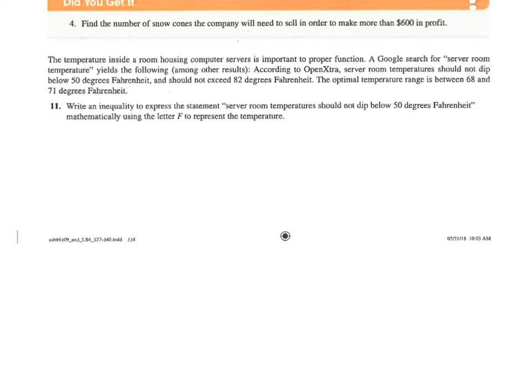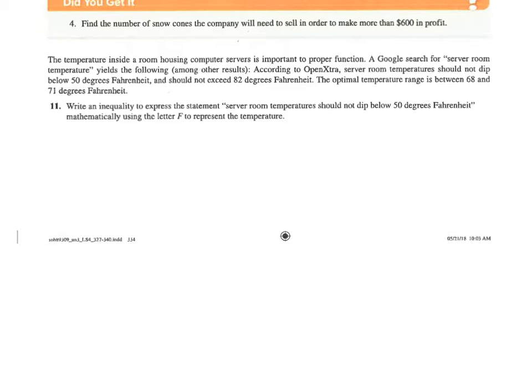The temperature inside a room housing computer servers is important to proper function. A Google search for server room temperature yields the following, among other results. According to OpenExtra, server room temperature should not dip below 50 degrees, and it should not exceed 82 degrees Fahrenheit. The optimal range is between 68 and 71 degrees Fahrenheit.